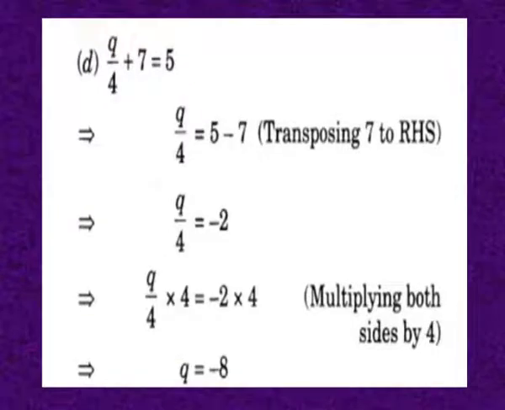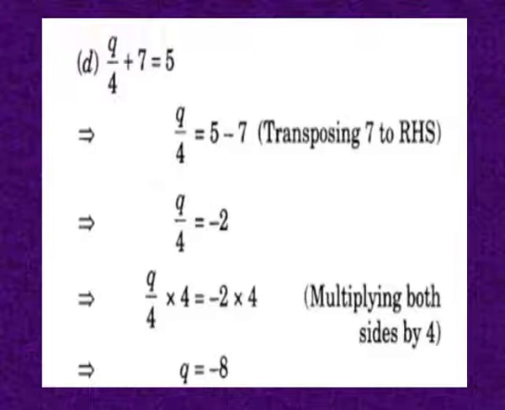D subdivision, q by 4 plus 7 is equal to 5. Consider our LHS, that is q by 4 plus 7. While transposing plus 7 to the RHS, its symbol will be changed and it becomes q by 4 is equal to 5 minus 7. Now q by 4 is equal to 5 minus 7 is minus 2. Thus our equation becomes q by 4 is equal to minus 2.